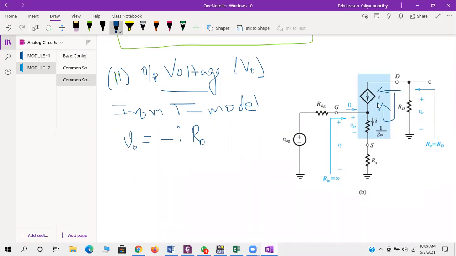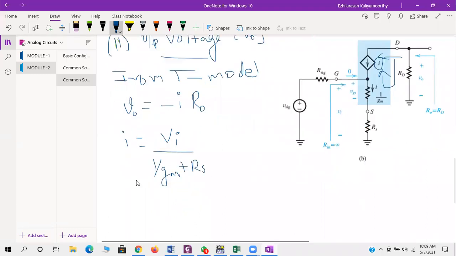What is this I? Now we have to calculate what this I is. So we have to calculate the I value. That is nothing but I is equal to VI divided by 1 by GM plus RS. What about this I? This I is nothing but VI divided by 1 by GM plus RS.